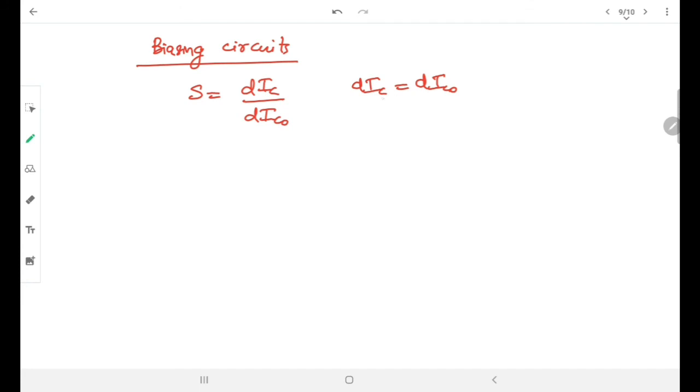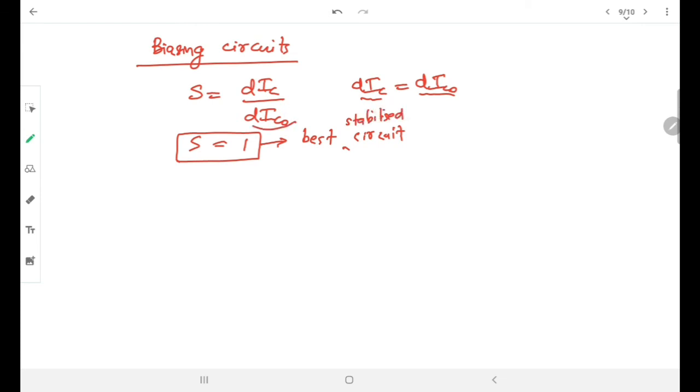Similarly, that means variation in ICO will cause similar variation in IC. That means DIC by DICO is equal to 1. So S is equal to 1 is the best stabilized circuit. The circuit having S is equal to 1 is the best circuit, or best stabilized circuit.